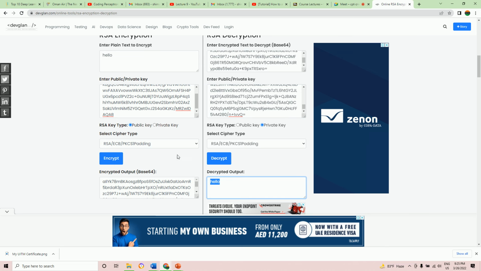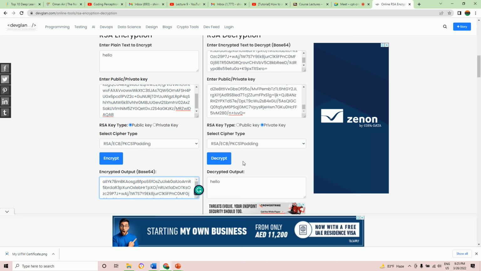So we got the plain text. This is the plain text, and this is the public key which is used to do the encryption. This is the cipher text. Now you put the cipher text here, then use a private key. Don't use the same key. Public means private, private means public. You should use the opposite key.